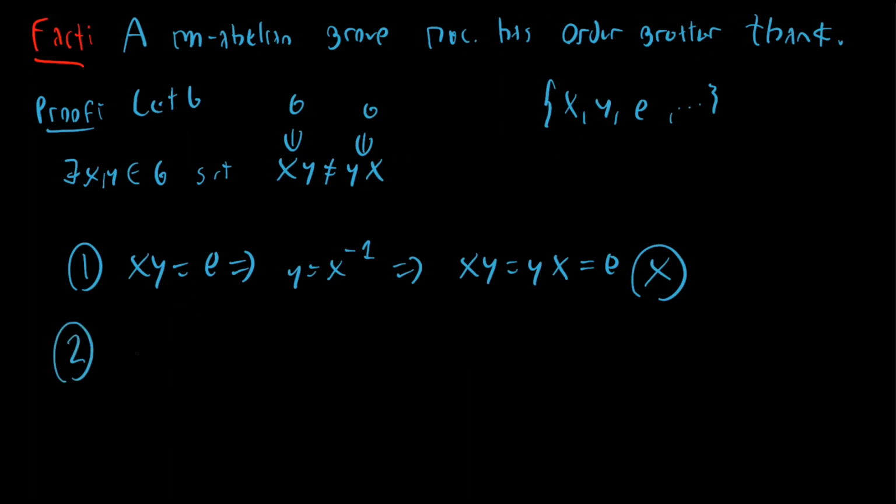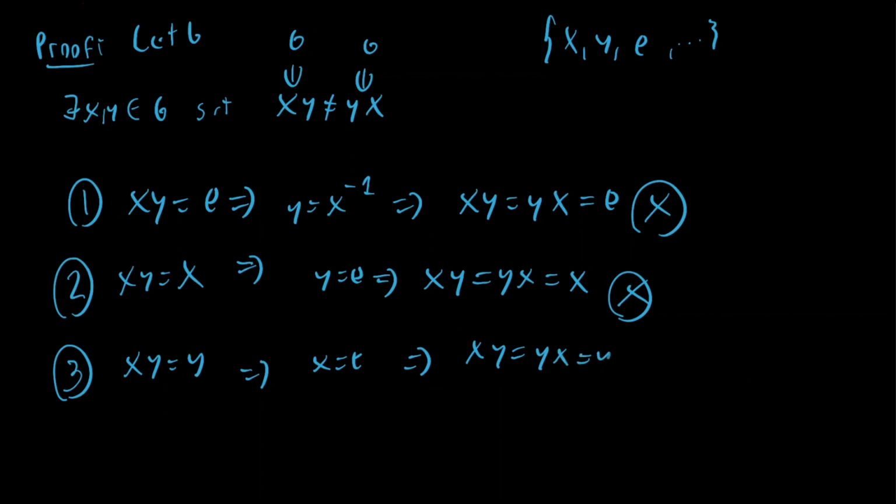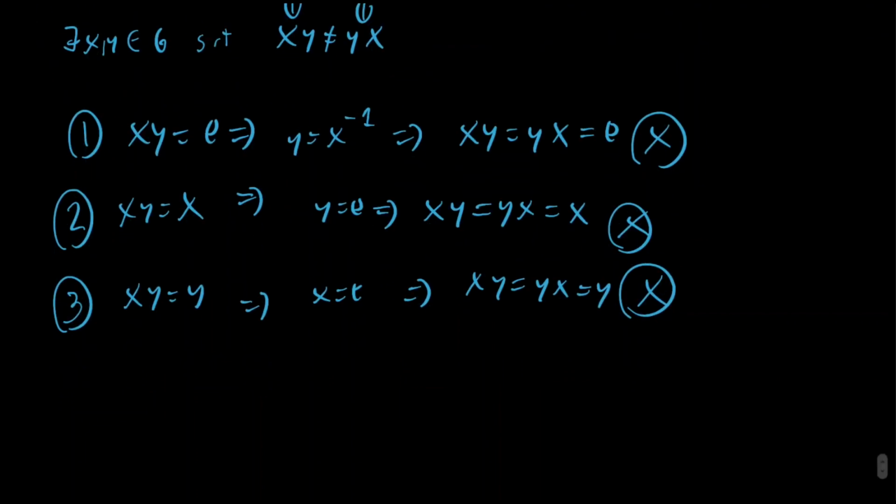So let's now suppose that x times y this time is equal to x. So what happens? Well, if x times y is equal to x, then we will have that y is equal to the identity. And what would that imply? That would imply that x times y will be equal to y times x, that will be equal to x. And this is again not what we want. And you can quickly see that if we say x times y is equal to y, then we will have that x is equal to the identity. So again, x times y will be equal to y times x, will be equal to y, and this is again not what we want.